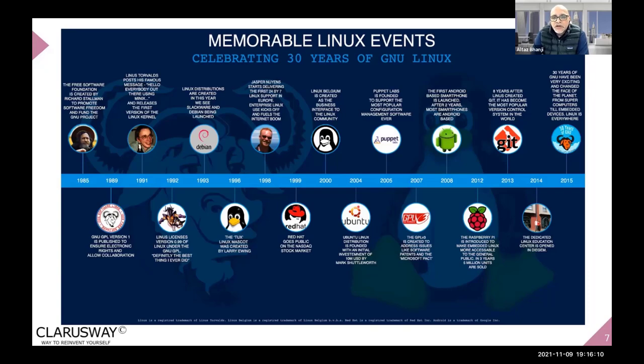And then if you look further along in this timeline, you can see other Linux distributions and Linux-based OSs released over the years. So in 1993, we have Debian. In 2004, we have Ubuntu. And then in 2008, Android, which is, by the way, Linux-based, if you didn't know that. And then, of course, we can't forget that Tux, the Linux mascot, came into existence in 1996.